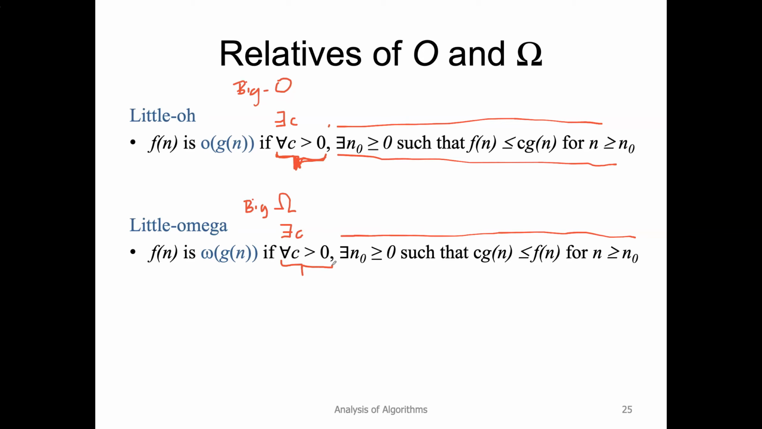So if we have that f is little omega of g, then that also means it's big omega of g. But if f is big omega of g, it doesn't go back. It doesn't mean that it's little omega of g. So again, what's making this more strict is that we are requiring that this condition holds for all constants.